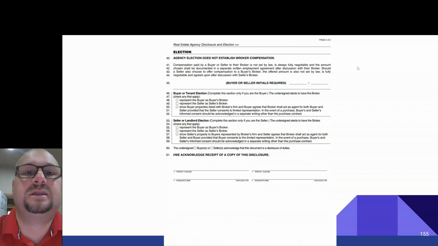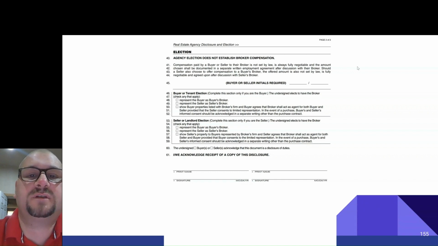Election. Agency election does not establish broker compensation. Compensation paid by a buyer or seller to their broker is not set by law, is always fully negotiable, and the amount chosen shall be documented in a separate written employment agreement after discussion with their broker. Should a seller also choose to offer compensation to a buyer's broker, the offered amount is also not set by law, is fully negotiable, and agreed upon after discussion with the seller's broker. So buyer, seller initials required here.